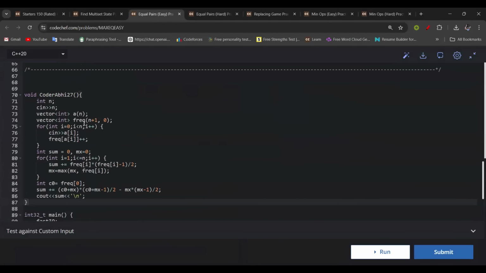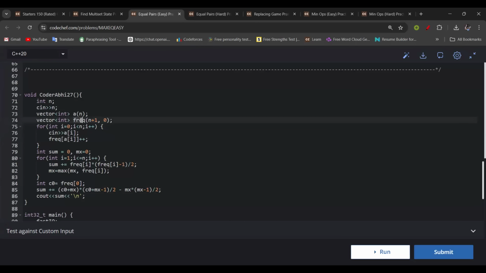So what I did is I stored a frequency array. I was given that every element was at max up to n. So I created a vector having indexes up to n and initial frequency is 0. Now for every element ai, I incremented the frequency of ai by 1, plus plus. So in this frequency array, I have stored the frequency of every element from 0 up to n.